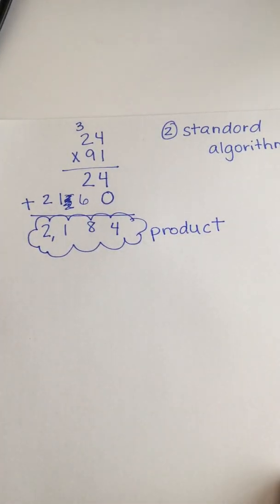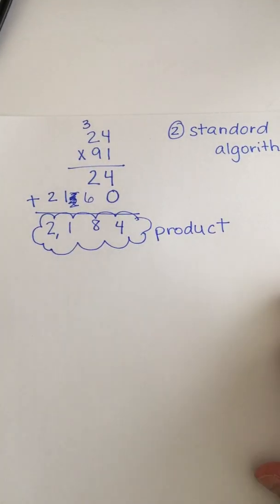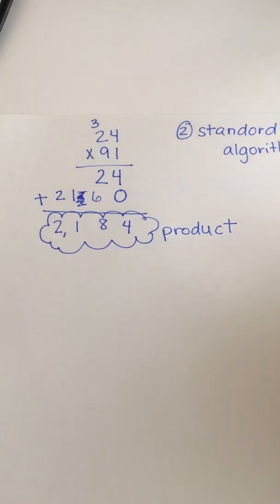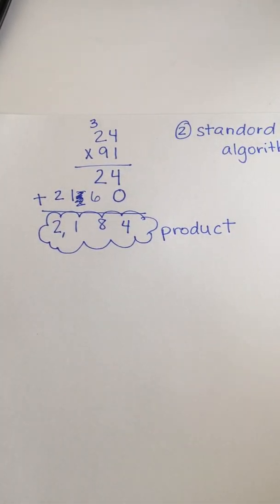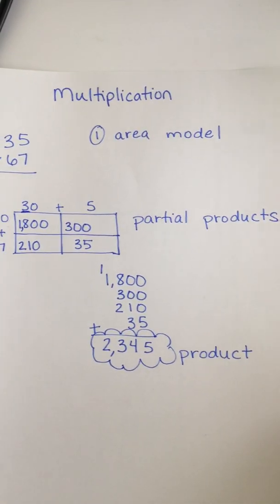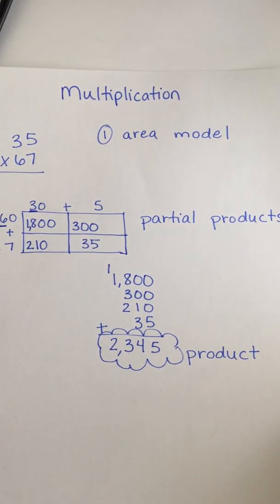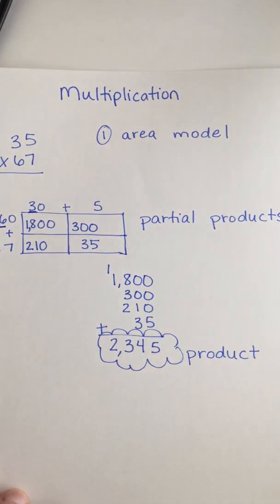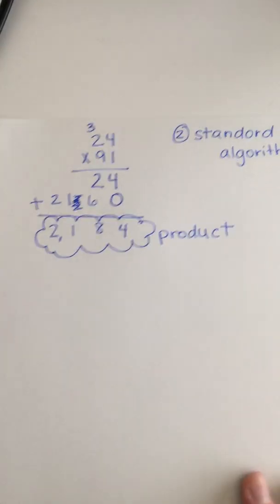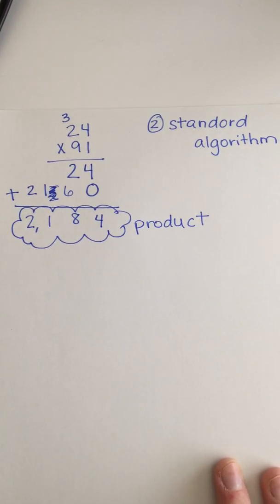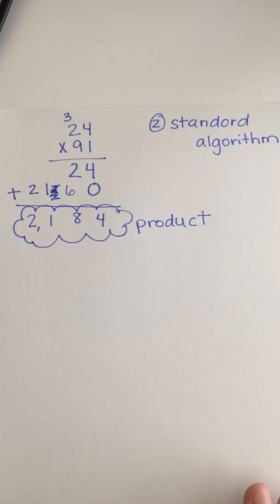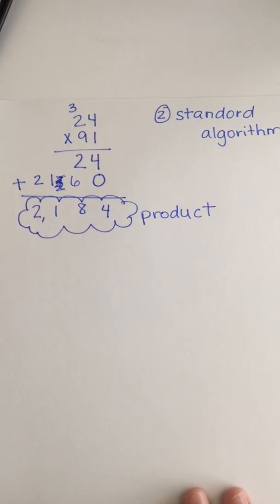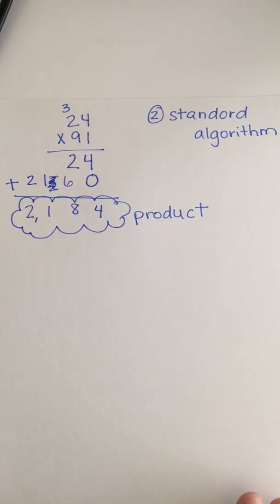So this way is a lot less work as far as writing, but like I said before, I really want you to make sure you are picking the strategy that works best for your brain. If you are choosing to do the area model method, that is fine. I like that method. It takes longer, but it is easier to understand. This is standard algorithm. If you feel like you are fast and you are understanding exactly what to do here, go ahead and solve it using this method. If you have any questions, please don't hesitate to ask me.